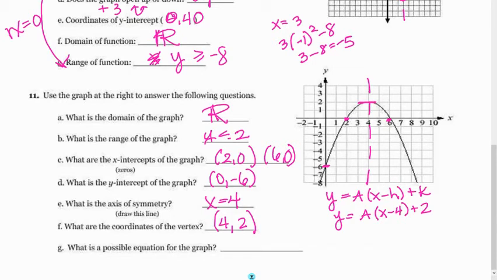And now I need to solve for a, which I know is going to be a negative number because it's a frown. And I'm going to pick one of these points. The y-intercept is a good one because I like 0.